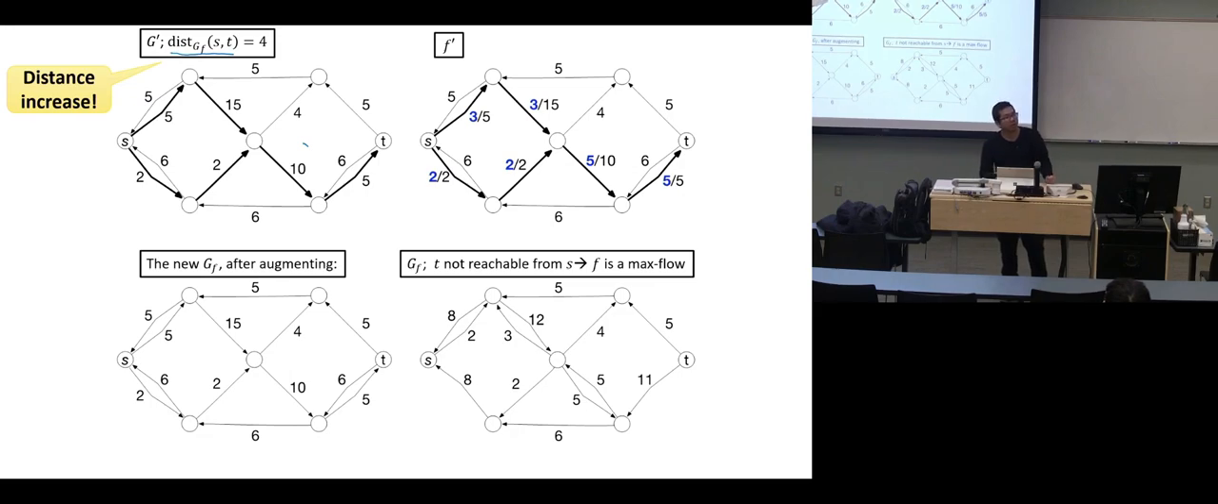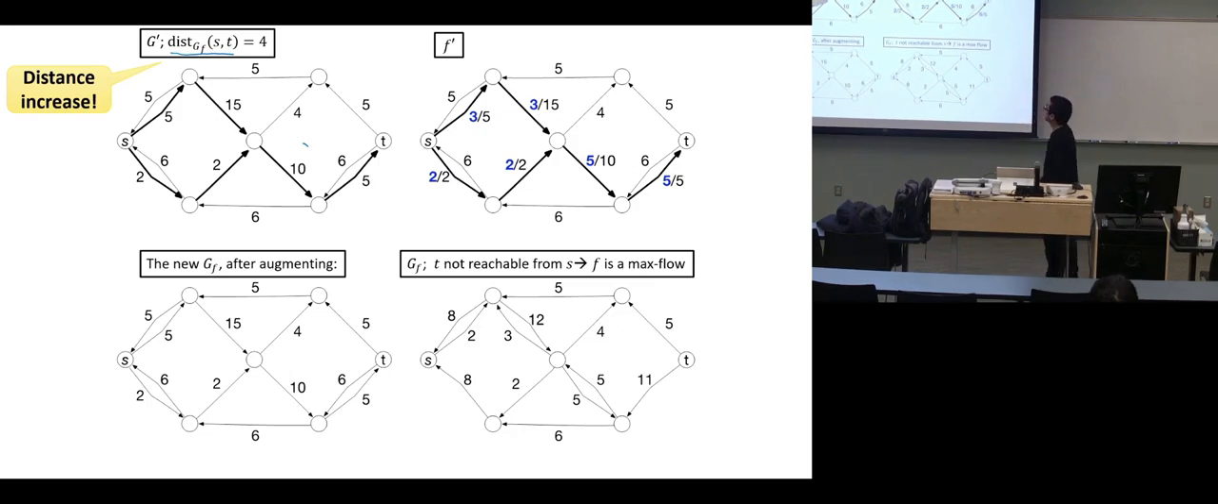Would this also work if you just use G_f instead of G prime? I think so, except that you can find a blocking flow in G prime faster. Right, okay, so it's just faster. So the augmenting flow is now the max flow, but I think in some cases it might be the max flow. Right? Only in some cases.